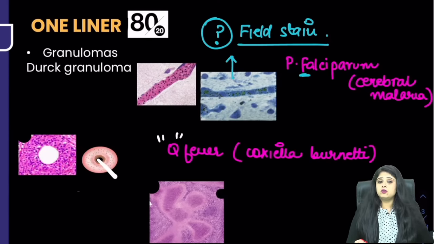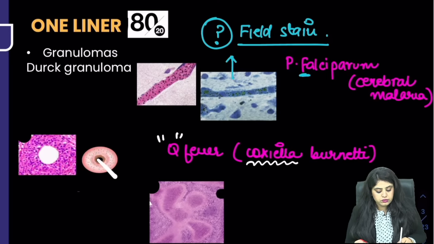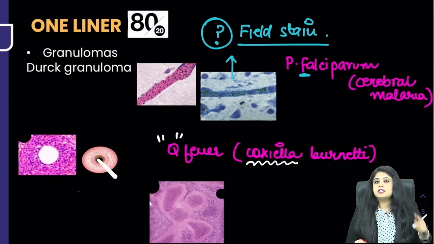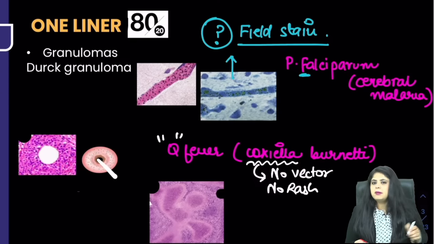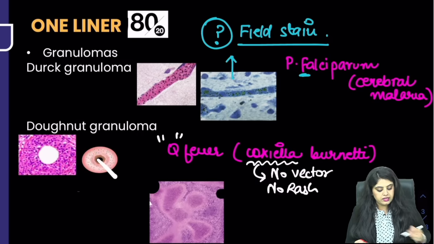Now tell me some microbio questions. Coxiella belongs to that Rickettsia family. But Rickettsia family means there will be some vector, there will be some rash. Do you remember Coxiella is an exception where there is no vector and there is no rash. There's no tick, mite, lice, nothing involved. No vector, no rash. That is what was Coxiella. Perfect, you all remember. Coming to the third one, it's in front of you. Yes, so donut granuloma ho gaya.